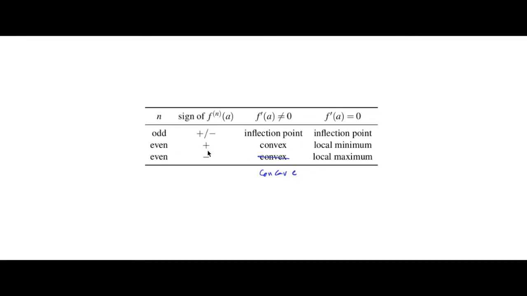So if n is even and the nth derivative is positive, in many cases the second derivative, then the function is convex. But if the first derivative is 0, then it's not only convex, it's a minimum. And if n is even and the nth derivative is negative, then the function is concave. But if the first derivative is 0, then we have a local maximum.